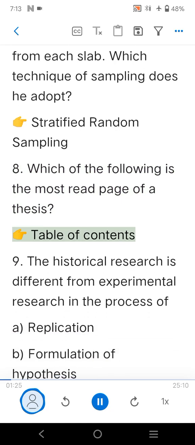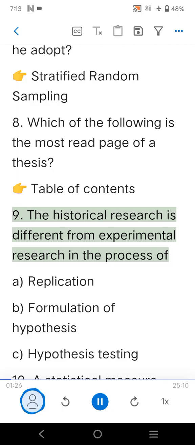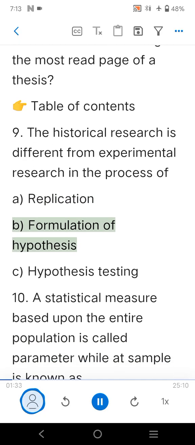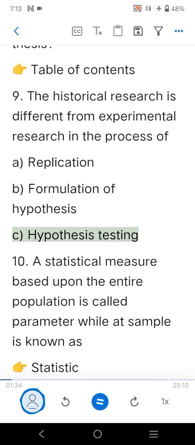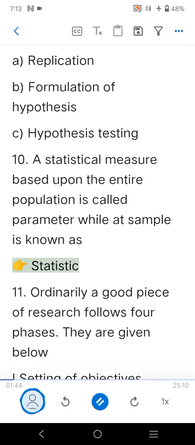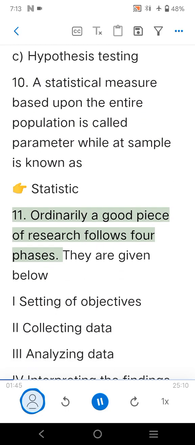Table of contents. 9. The historical research is different from experimental research in the process of A. Replication. B. Formulation of hypothesis. C. Hypothesis testing. 10. A statistical measure based upon the entire population is called parameter, while its sample is known as statistic.